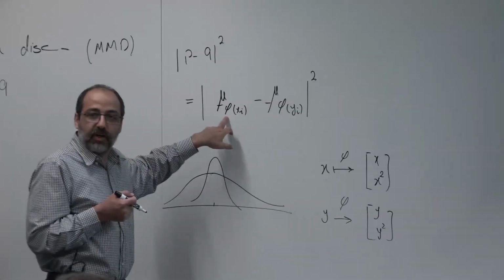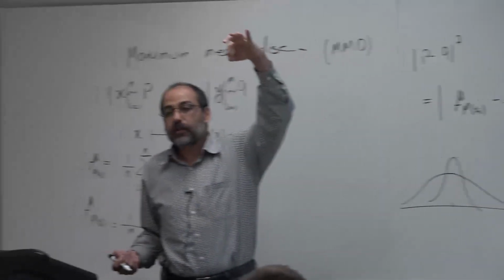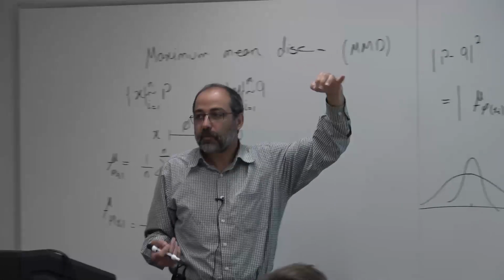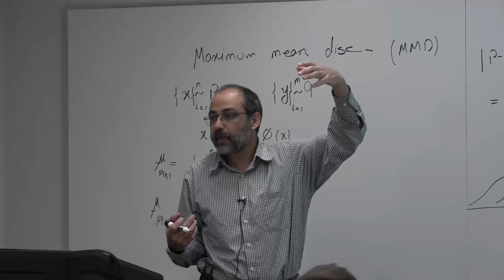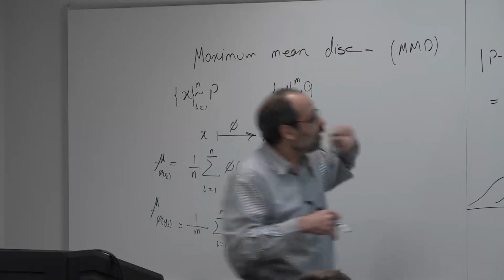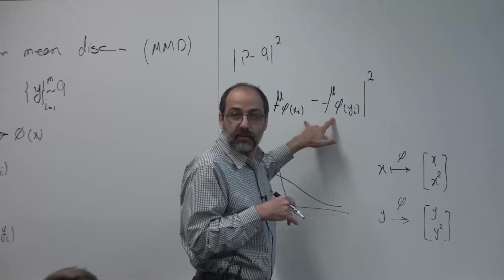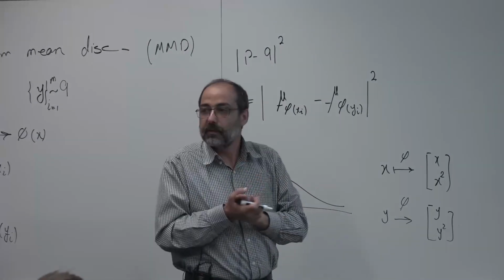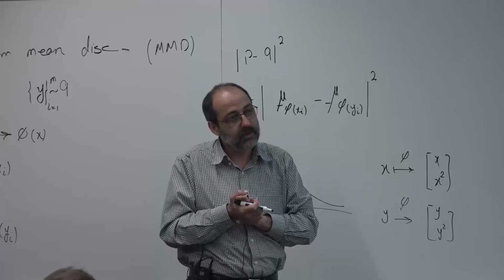But the idea is that there might be some sort of phi which takes care of all of the moments of a distribution, not just the first and second moment. Maybe you can go to a space such that you have all of the moments. And if these two means are not the same, it means that the moments of these two don't match.